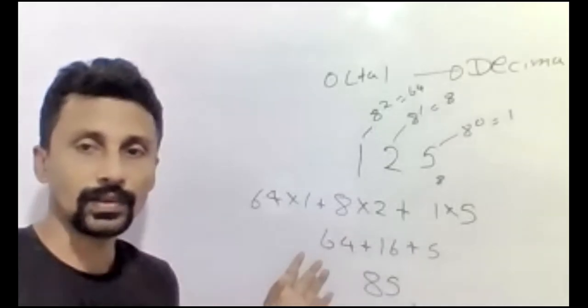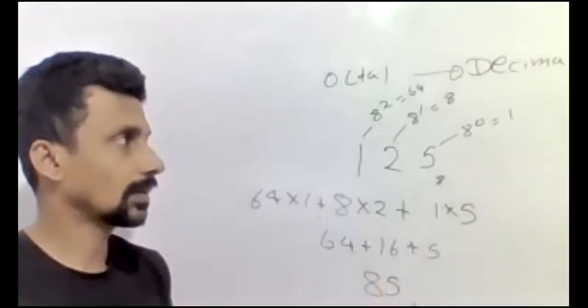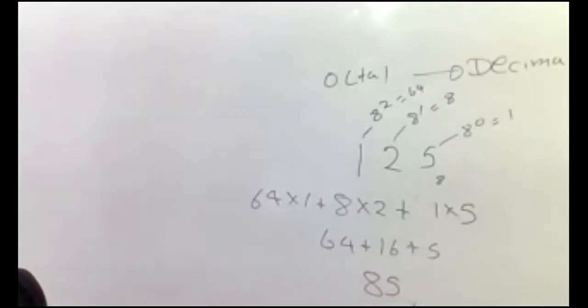This is the method of doing that, right? Okay, take this down as an example. Octal to decimal.